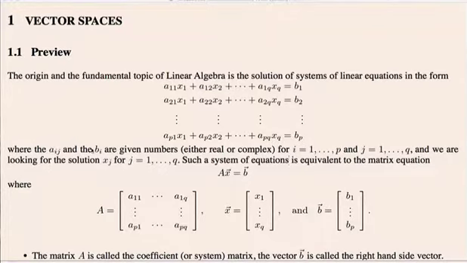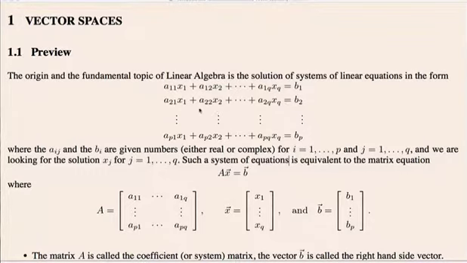Here aij and bi are given numbers, either real or complex. Mostly we use real numbers, but sometimes complex numbers. And the index i can vary from 1 to p, that's the number of equations, and j varies from 1 to q. This is the number of unknowns. So we are looking for the solutions, unknown variables xj, j goes from 1 to q.